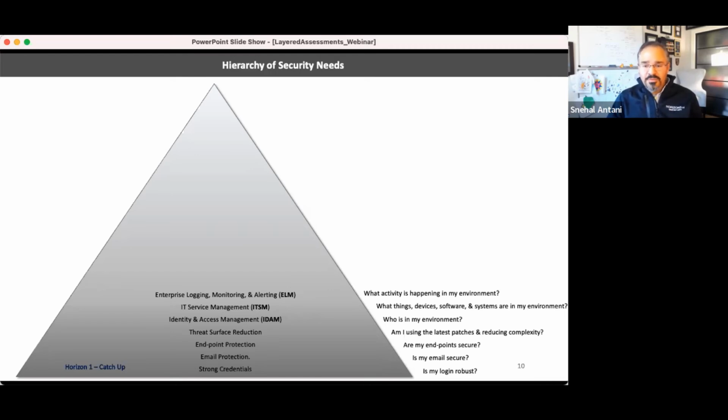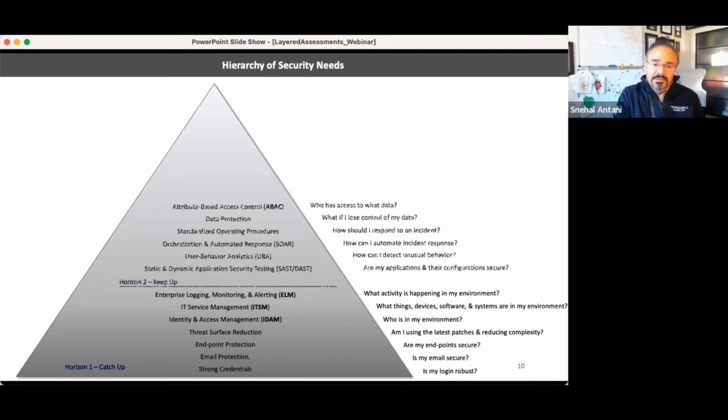You as a board member should be asking me to prove I understand what activity is happening in my environment. You should be asking me as a CISO, prove to me that we know the assets that are in our environment, what things, devices, software, and systems are there, or who is in the environment, and so on. And that really becomes table stakes in the form of questions.